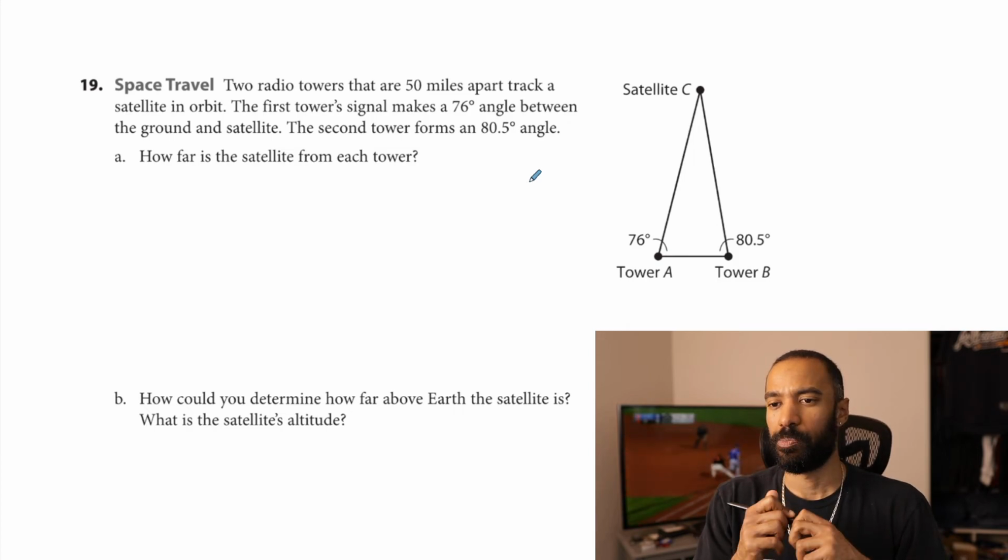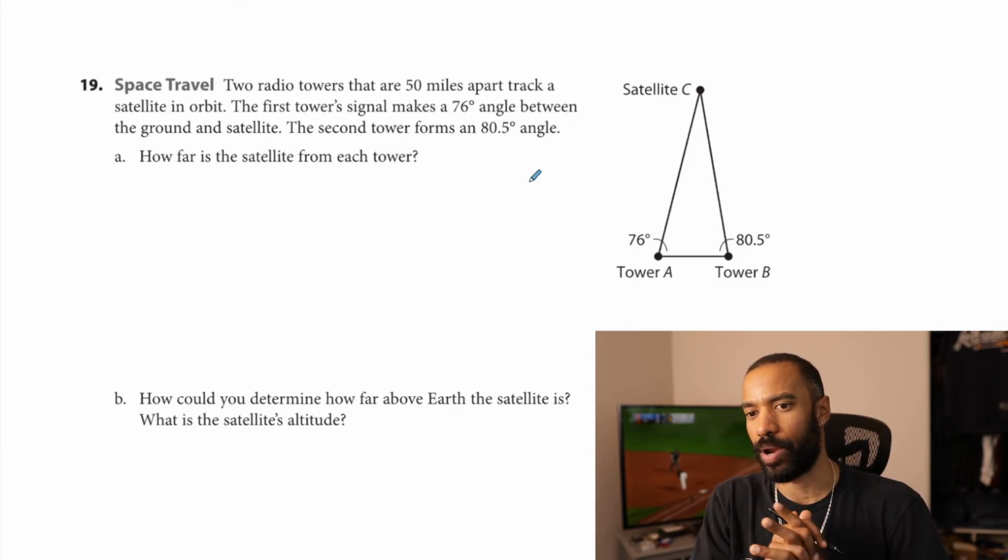Okay, last 3. Space travel. 2 radio towers that are 50 miles apart track a satellite in orbit.